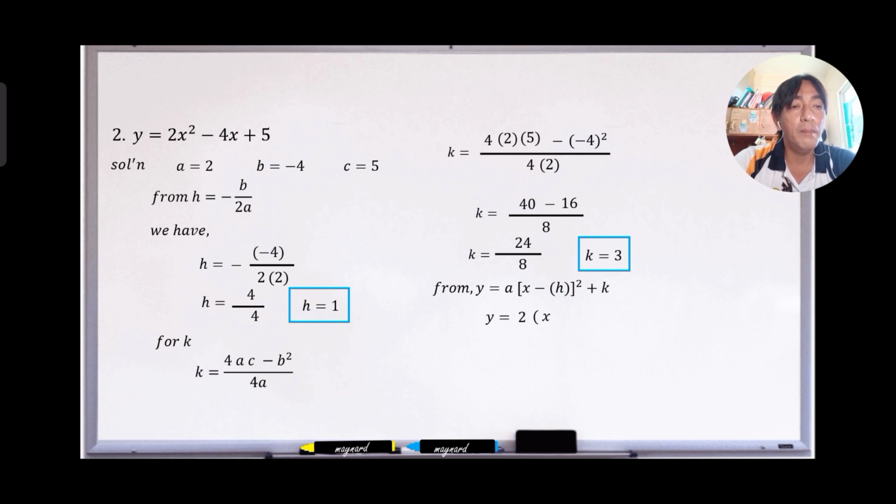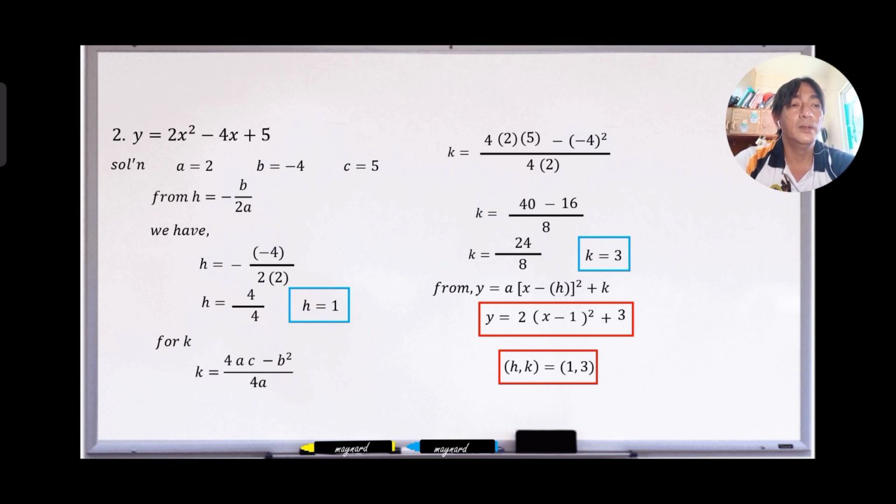X minus, ang h natin dito positive 1. So, ilagay mo lang 1. Then, quantity squared plus k. So, plus 3. So, yan na ngayon yung ating vertex form. So, tignan nyo yung square of binomial, di ba? Quantity of x minus 1 quantity squared. So, ibig sabihin nun, kaya siya minus, ang h natin is positive. So, coordinates ng vertex natin dito, nasolve na rin naman natin kanina, yung mga naka-blue boxes. So, 1 and 3. 1, 3.